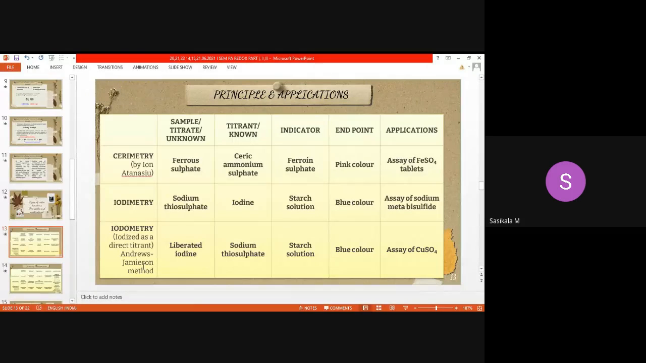Now let's move on to iodometry. Here iodine is not a direct titrant. That means iodine will be released during the titration, that is, liberated iodine. So from the sample, by means of interaction with potassium iodide, it will liberate the iodine. In the conical flask, iodine will be liberated. So this is an indirect method. Like Volhard's method, we have also done based on this technique, I think.